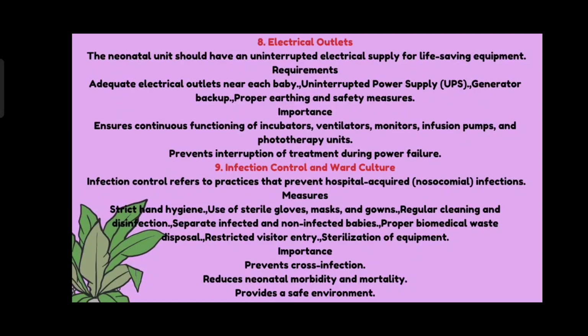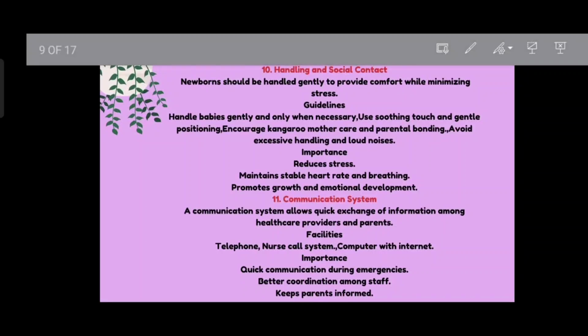Then infection control and ward culture. Infection control refers to the practices that prevent hospital acquired infections. For that, we have to maintain strict hand hygiene. We have to use sterile gloves, masks, gowns, and regular cleaning and disinfection should be there. Separate infected and non-infected babies. Then we have to follow proper biomedical waste management. Then restrict visitors' entry, and equipment should be sterilized properly. It can prevent cross infection, it will help to reduce neonatal morbidity and mortality, and it will provide a safe environment.